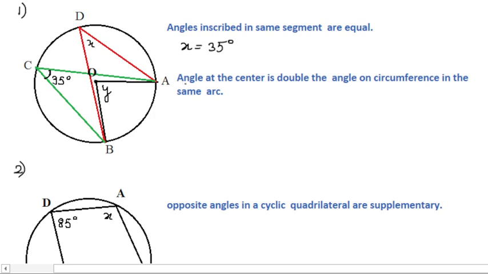Now the property says the angle at the center is double the angle on the circumference in the same arc, which means this must be double this angle. Therefore, y has to be twice 35 degrees, which means y is 70 degrees.